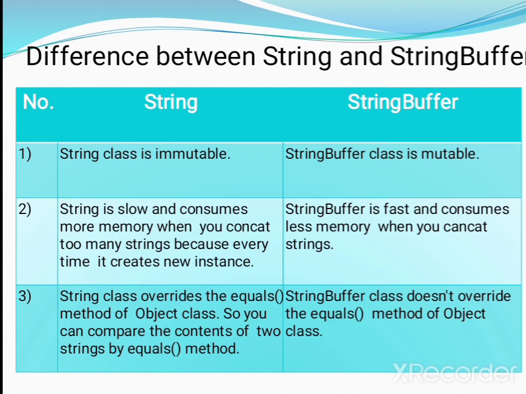The String class overrides the equals method of the Object class, so you can compare the contents of two strings by the equals method. The StringBuffer class doesn't override the equals method of the Object class.